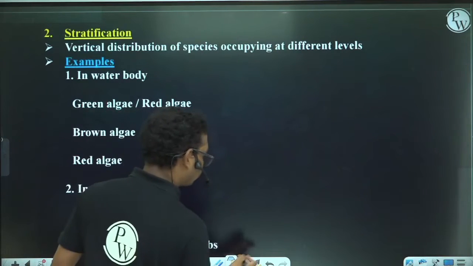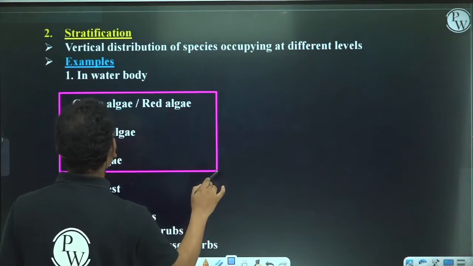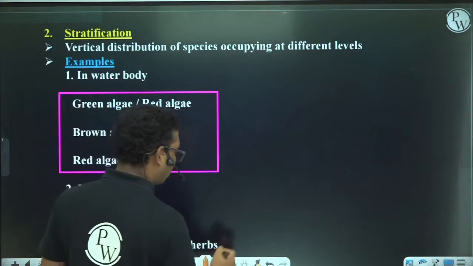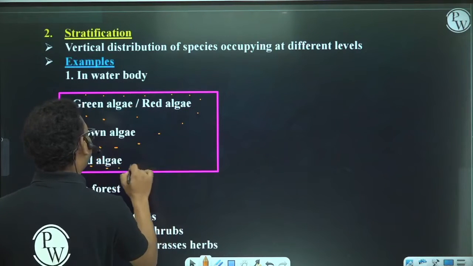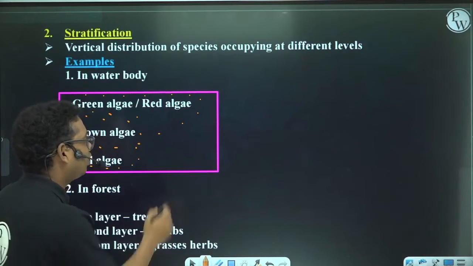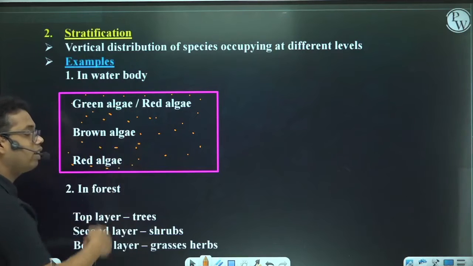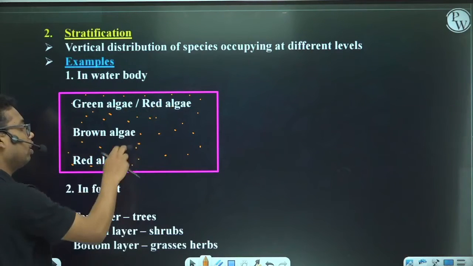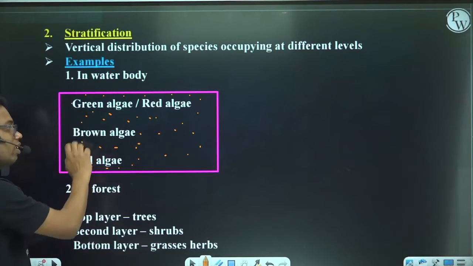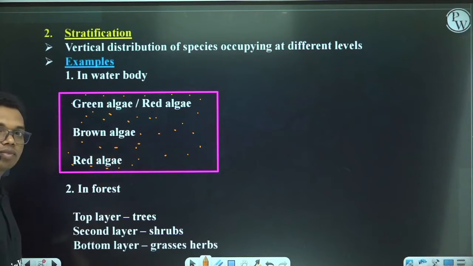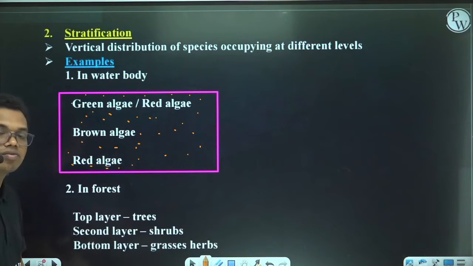Suppose this is a water body, and in the water body I will have water. So you can clearly see that the species of green algae are distributed on the upper layer, the brown algae are present lower to the green algae, and the red algae is present in the lowest layer. So I have distributed the green algae, brown algae, and red algae vertically, and this vertical distribution of these species is called stratification.